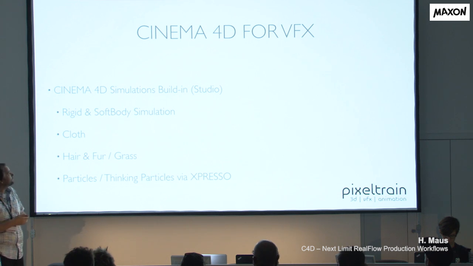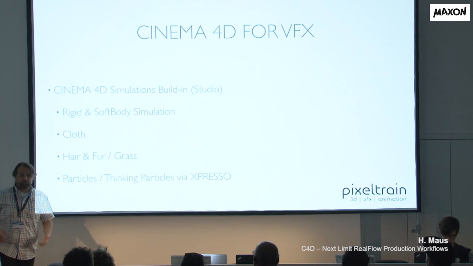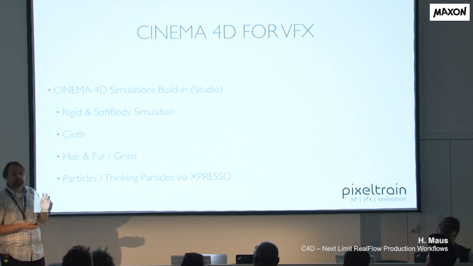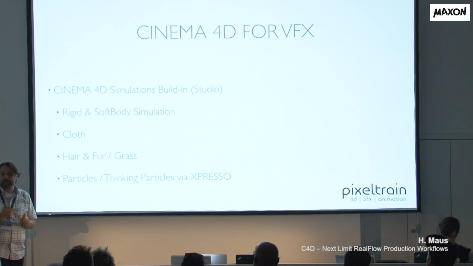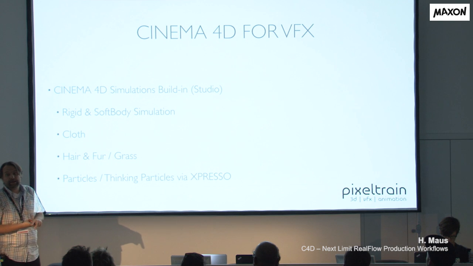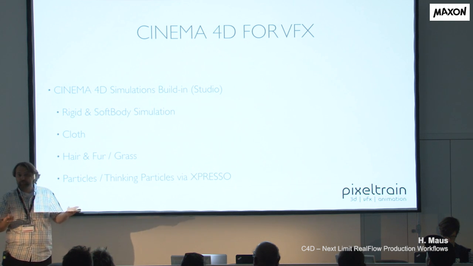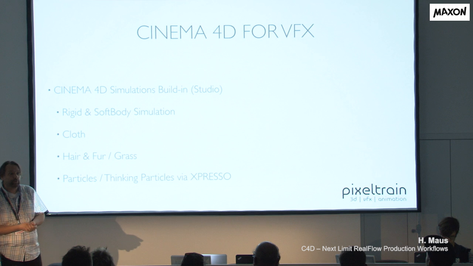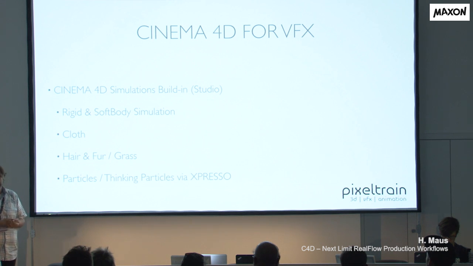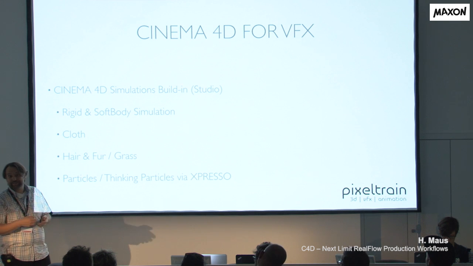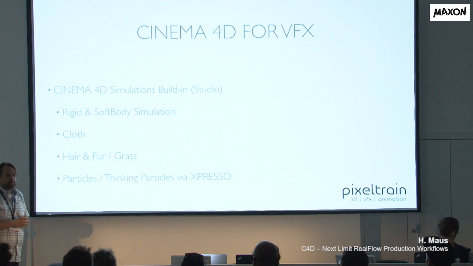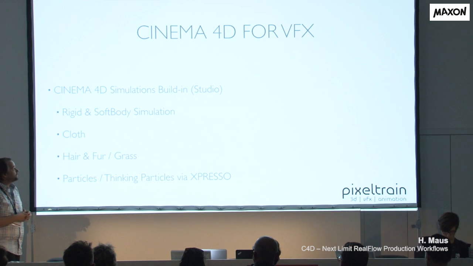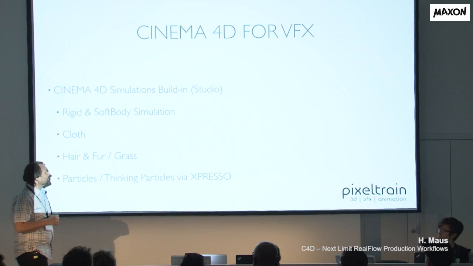If we work in Cinema 4D, we have a really nice and stable rigid and soft body simulation. It's based on the Bullet engine, you know this, and the Bullet engine is production proven. We have a nice implementation. We also have added some really cool stuff, like for example, motor engines, and we have some nice other tools added, which I will show you in a moment.